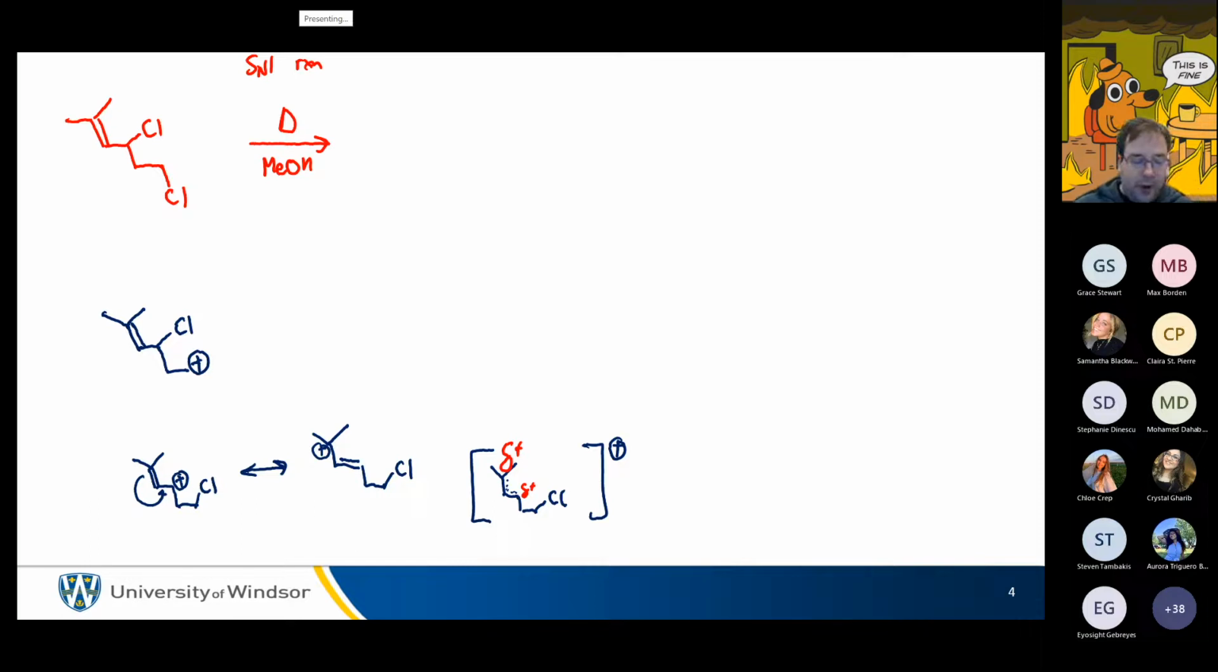And so if I'm a nucleophile coming in, I'm methanol, and I'm looking at this thing, what am I attacking? The tertiary carbon or the secondary carbon of this resonance structure? Perfect. So everyone's coming in right.